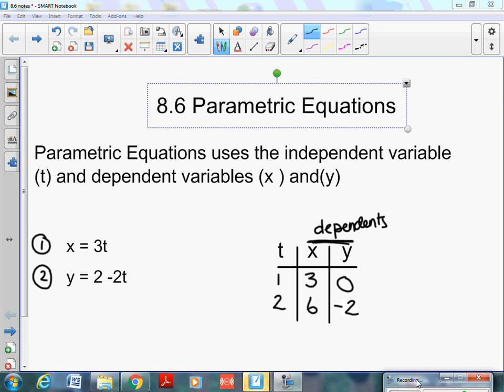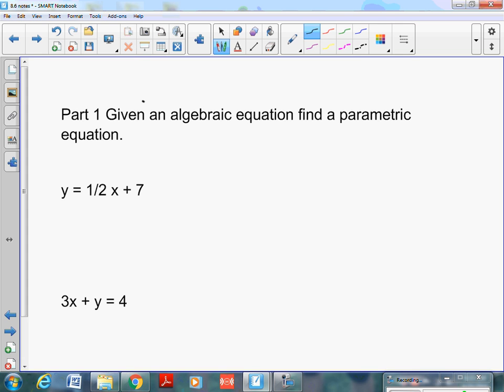Parametric equations. Again, there are always two equations: x in terms of t, y in terms of t. We're going to do two things today. The first thing we're going to do is change an algebraic equation into a parametric equation, and then vice versa. This part one is really easy. Given an algebraic equation, they want you to find a parametric equation.